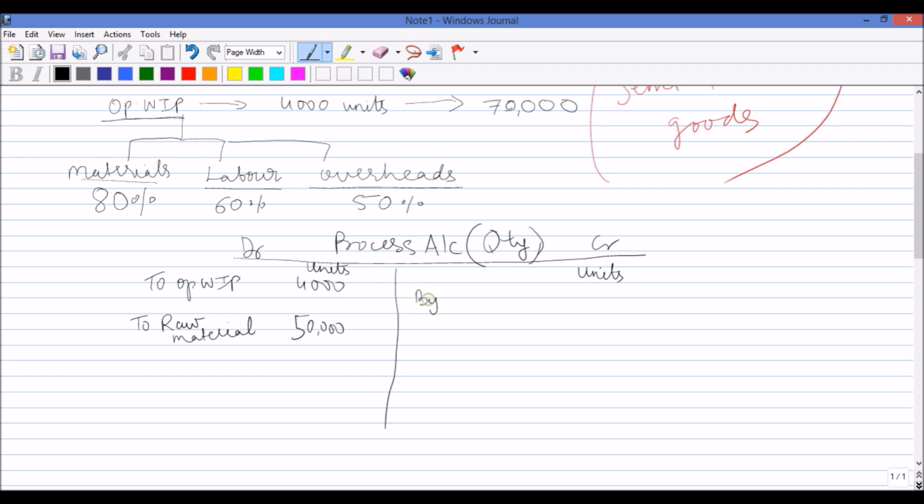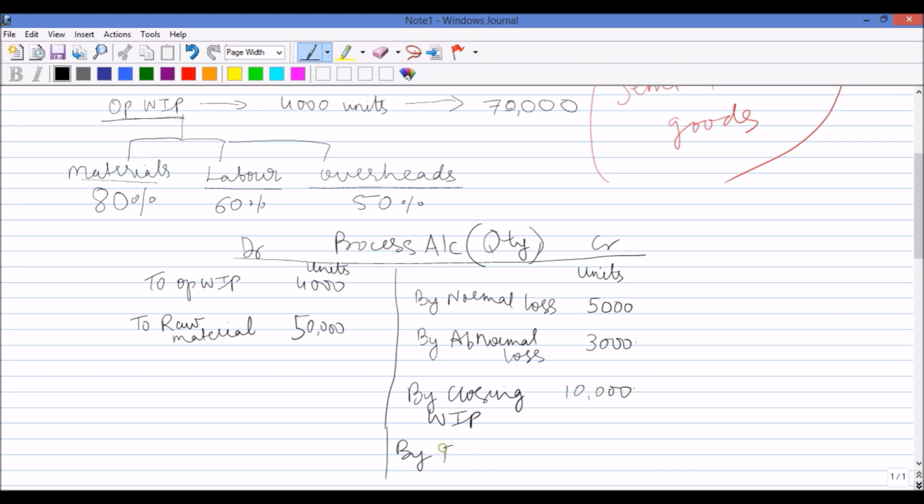Then friends, you are going to have some normal loss. I may assume the normal loss may be 5,000 units. It might happen that you will have some abnormal loss, so abnormal loss I can assume maybe 3,000 units. And friends, you are going to have certain closing work in progress. So this is the work which is not done. It might be maybe say 10,000 units. And finally you have, friends, the finished goods, which are completely ready, and this I can take as a balancing figure.